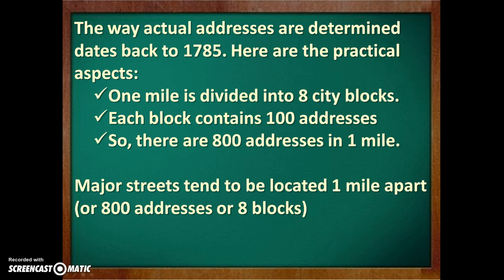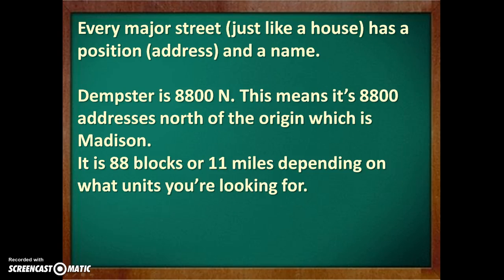It turns out that major streets in the city of Chicago tend to be located 1 mile apart. That goes back to the early 1900s when they were rebuilding the city after the fire. So if major streets are 1 mile apart, that would be equal to 800 addresses or 8 blocks. Every major street, just like a house, has a position, address, and a name.